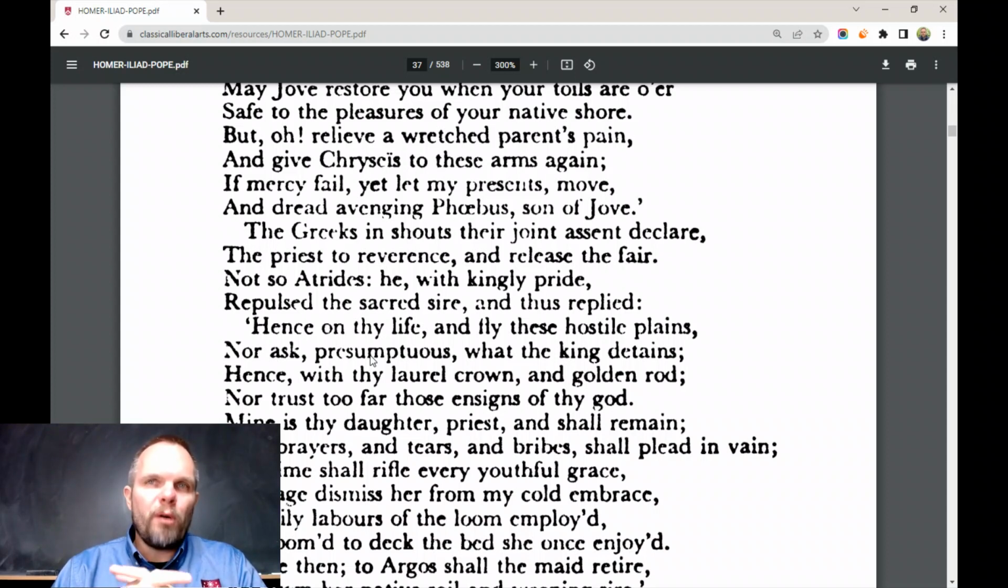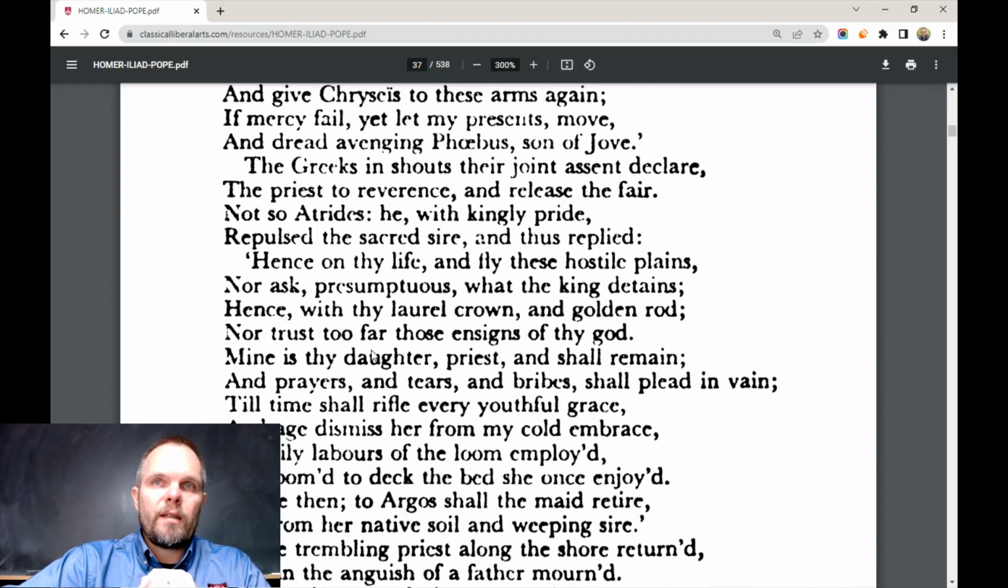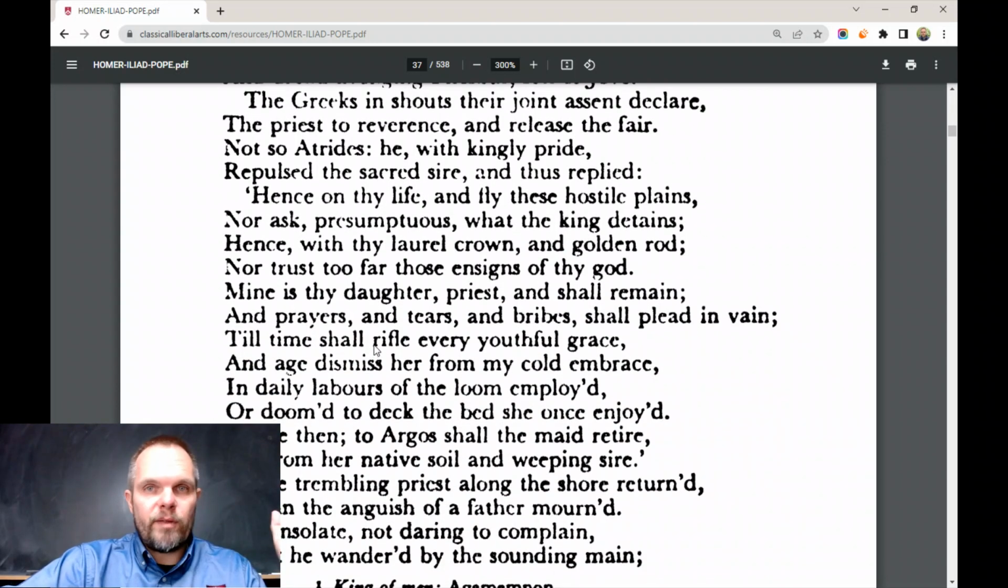Agamemnon, it says, repulsed or cast off this sacred sire, this sacred father, this priest who is the father of this girl. And thus he replied, hence, that means get out of here. "Hence on thy life, and fly these hostile plains, nor ask presumptuous what the king detains. Hence with thy laurel crown and golden rod, nor trust too far those ensigns of thy God.